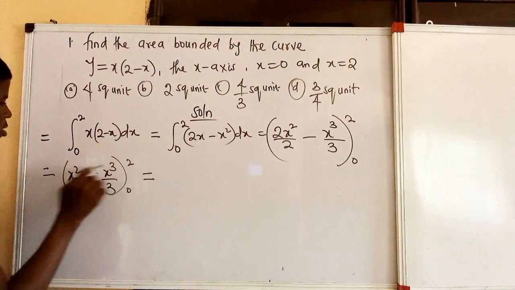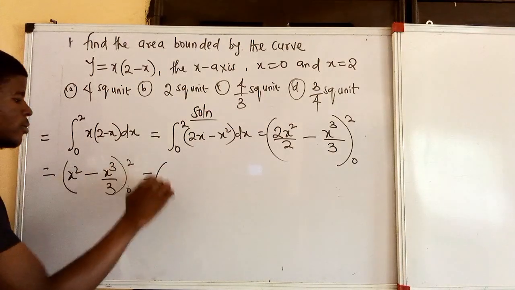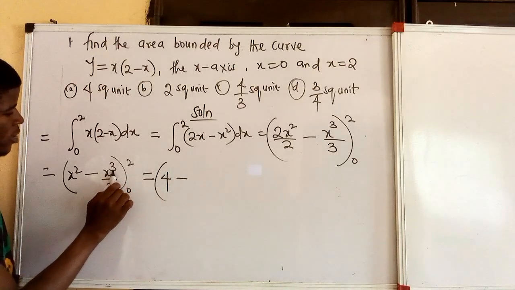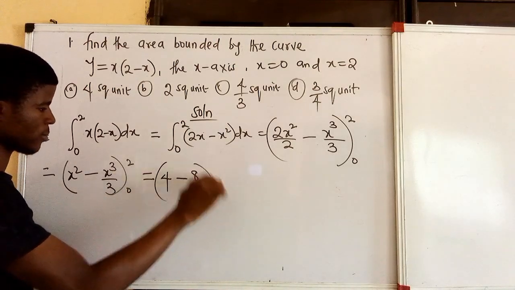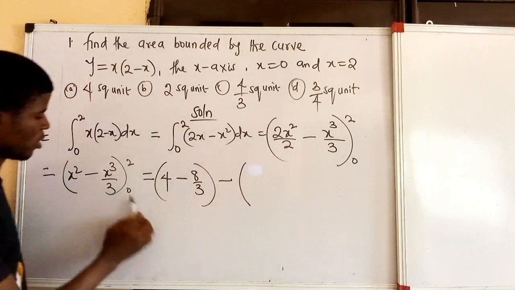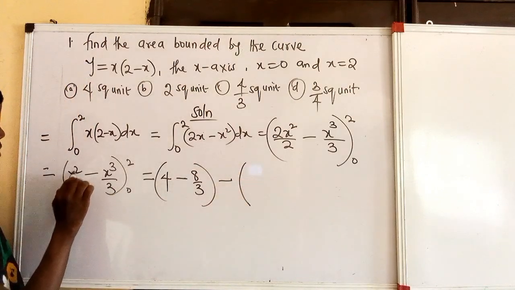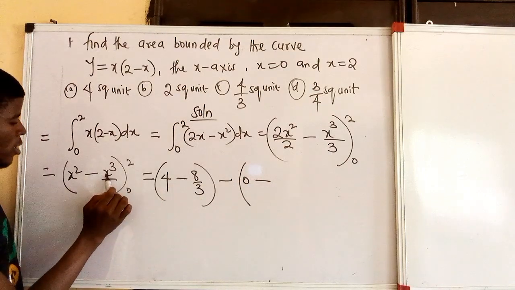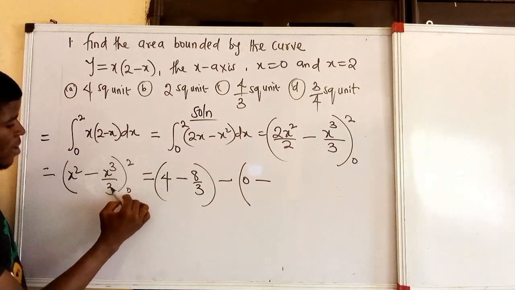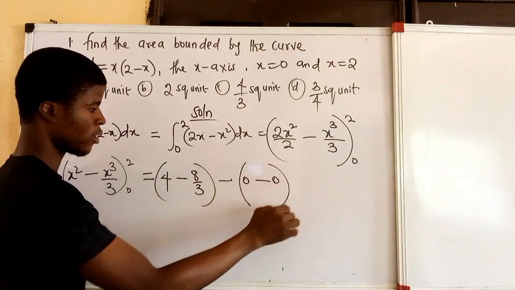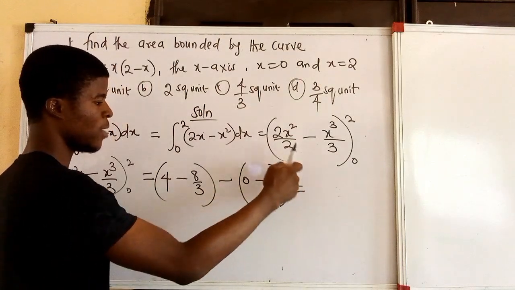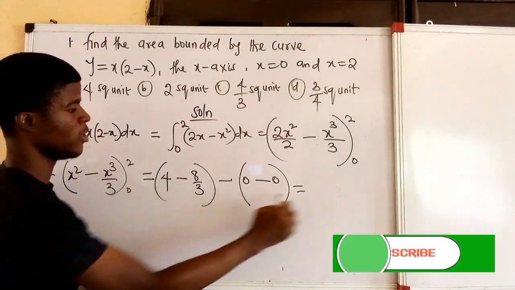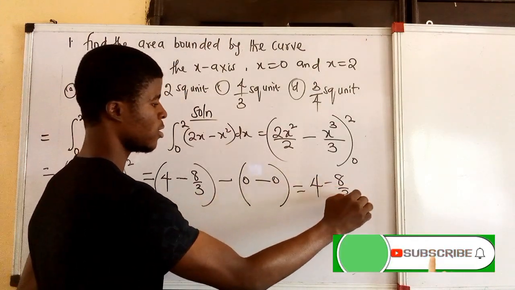Plug in 2 first. 2 here, that is 2 squared. 2 squared is 4. Minus 2 raised to the power 3 is 8. Minus, let's plug in 0. Plug in 0 here, 0 squared is still 0. Minus, plug in 0 here, 0 cubed is still 0. And 0 divided by 3 is 0. Obviously, this part of it disappears because it turns to 0. So we have 4 minus 8 over 3.